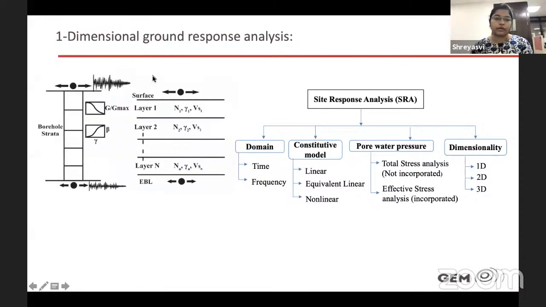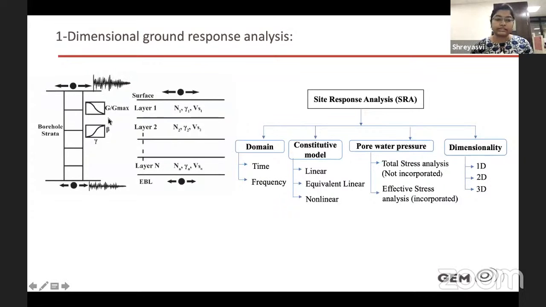Next, coming to one-dimensional ground response analysis. As many of you may already know, we apply an input bedrock motion at the bottom of the soil profile, simulate the wave propagation through the different soil layers, and then see how much the input motion has been amplified. Whenever we do this, a couple of pieces of information go into the engine in order to compute these.